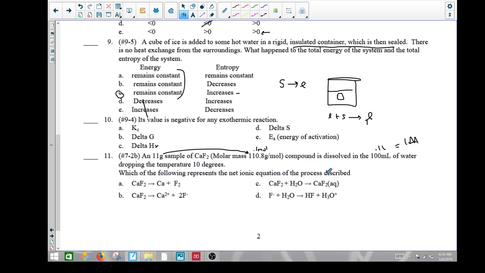Okay, just dissolving, net ionic. That one doesn't have ions. Out. This guy is nothing. This guy is the hydrolysis equation of the... not even the correct one. It's out. This is my answer.